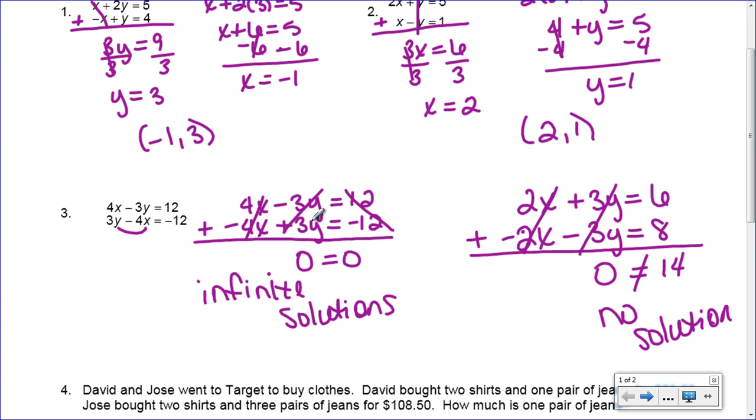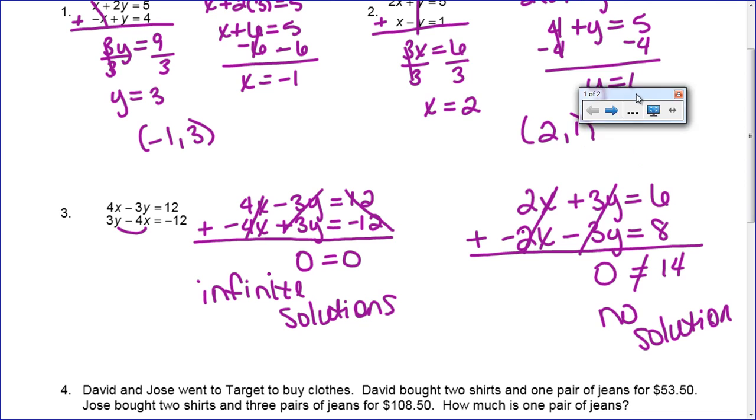So everything cancels, makes infinite solutions. All the variables cancel, but constants don't. You have no solution. So let's do one more example.